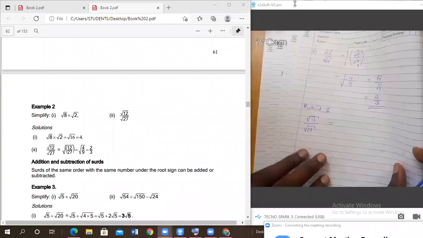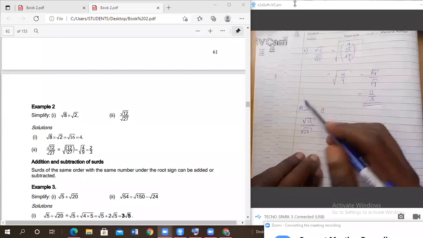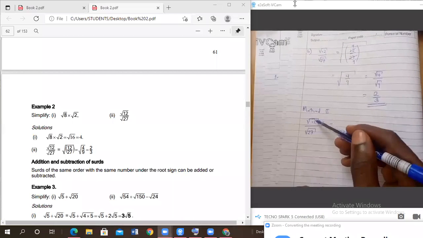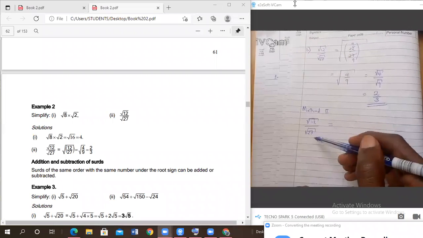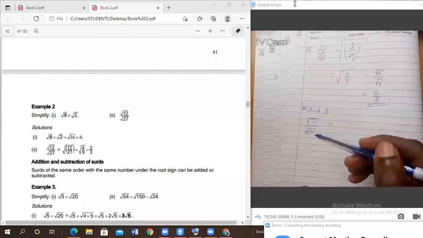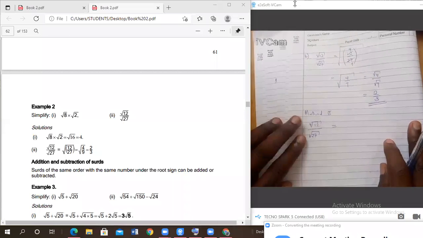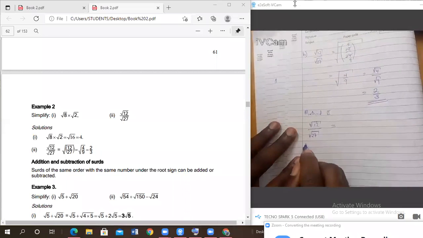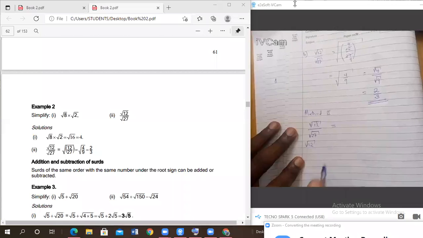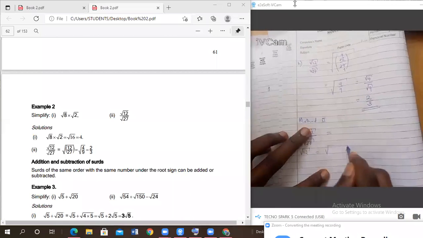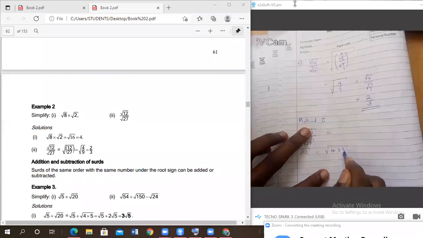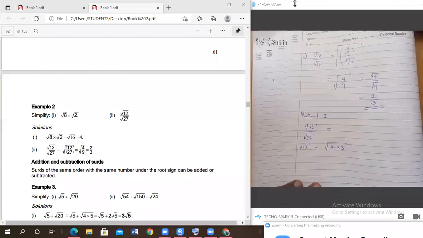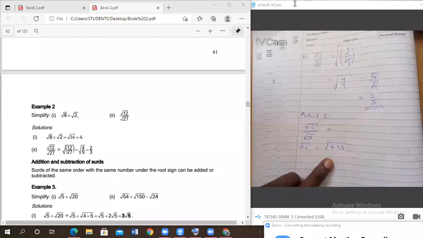I said what we are going to do, you are going to simplify numerators and denominators separately, okay? So you first simplify root of 12, which is the same as root of 4 times 3.